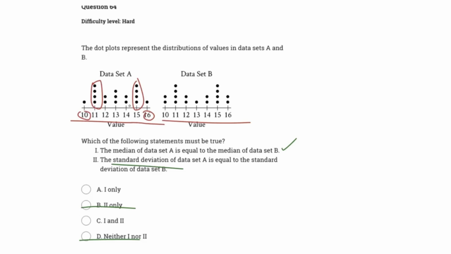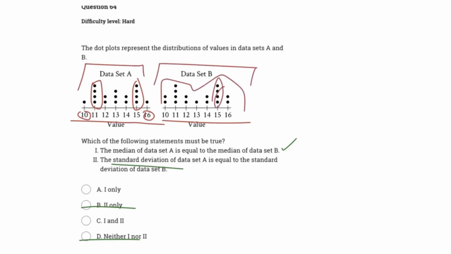Now, going back to standard deviation. Standard deviation is the measure of spread in the data. So the farther away a point is from the center, the greater its contribution to the standard deviation. Even though they're both symmetrical, dataset A and dataset B look different, right?